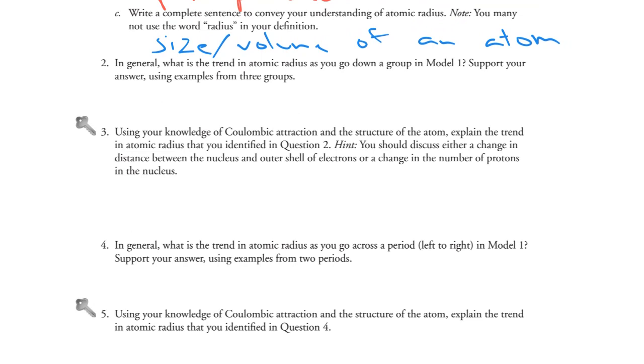So in general, what is the trend of the atomic radius as you go down a group in Model 1? And then it says use examples from three groups. I'll let you come up with your examples. But as you go down, the radius increases.